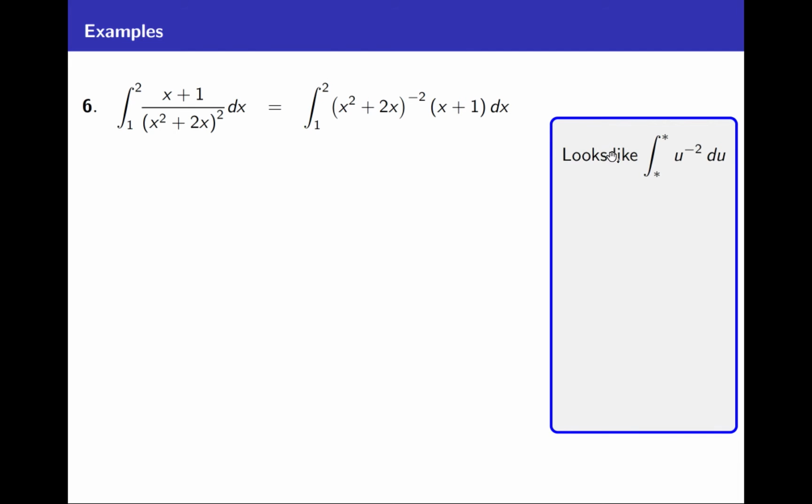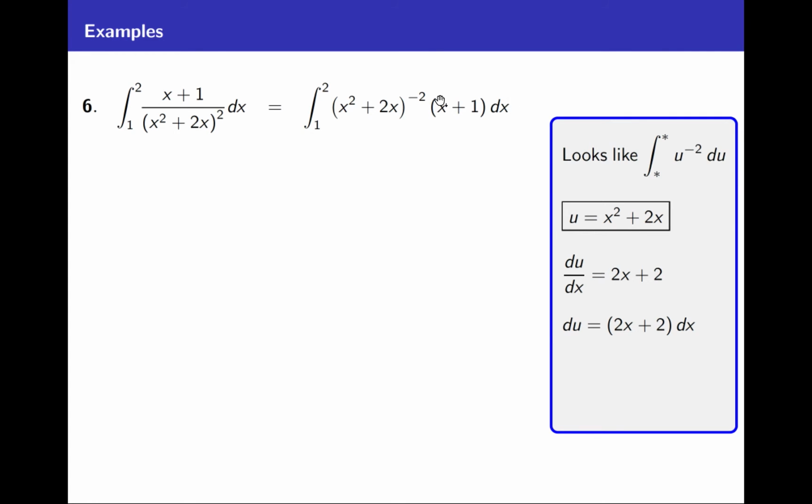This integral looks a lot like a definite integral of u to the minus 2 du. And be a little unspecific about what those limits of integration are. We're just looking at the structure of this. So if we're going to get this integral to look like this simple one, then u is going to have to be x squared plus 2x. So we make that substitution. u equals x squared plus 2x. Our du dx would be 2x plus 2. That's the derivative of x squared plus 2x. And so du is 2x plus 2 dx.